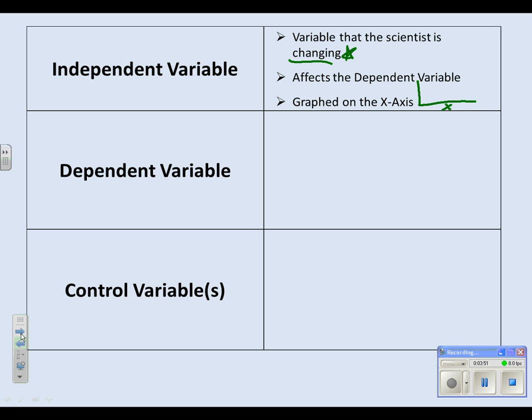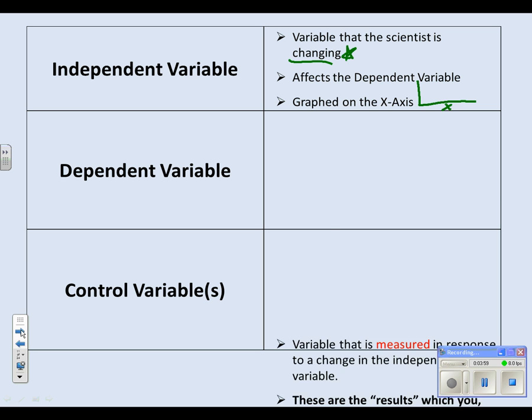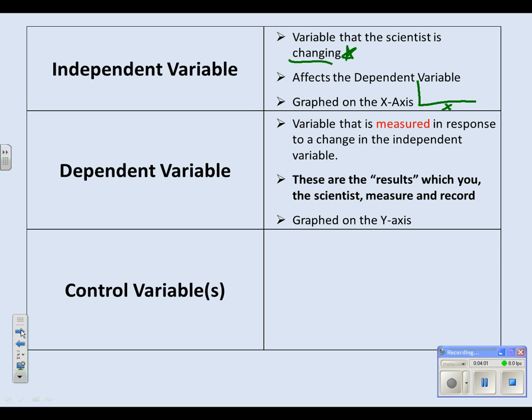The big thing about it is that you are physically changing it, or the scientist is actually going and changing that variable. Because the dependent variable, on the other hand, is what is going to be measured. They are the results of your experiment. That's a good way to decipher between independent and dependent. You change the independent, you measure the dependent, and you record your results of the dependent variables.